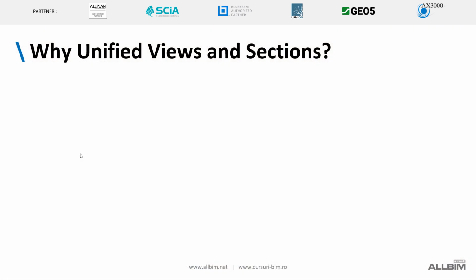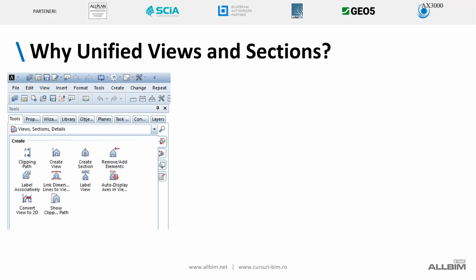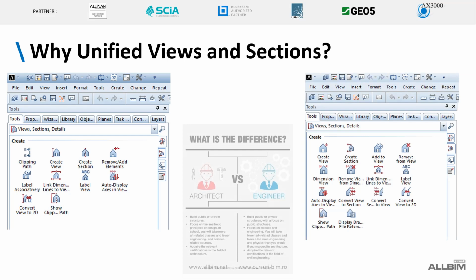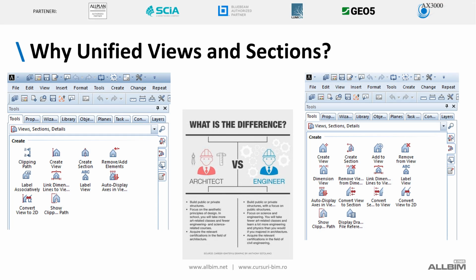First of all, let me explain the name unified views and section. As you know, Allplan is a BIM software that allows architects and engineers to work on the same model at the same time. But up until Allplan 2019, architects were looking at the model with these functions, while the engineers looked at the same model with the associative views and section, which then became reinforcement views and section, and this caused a lot of confusion as both were actually associative in their own way.